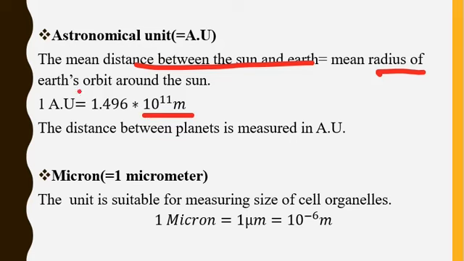Don't be confused, and this may appear in several exams. The order of the astronomical unit: the astronomical unit is a unit of distance, not time. So the distance between the planets is measured in astronomical units.